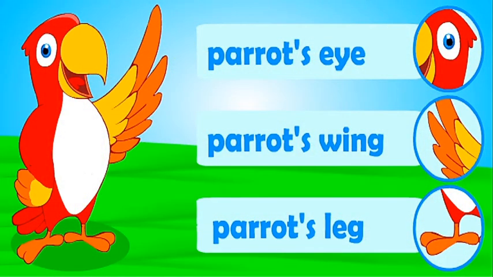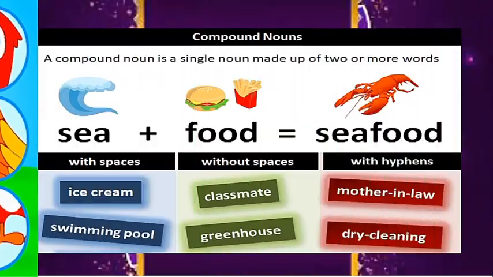These are examples of possessive nouns: parrot's eye, parrot's wing, parrot's leg.